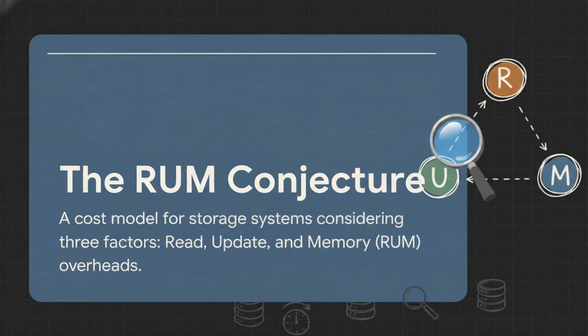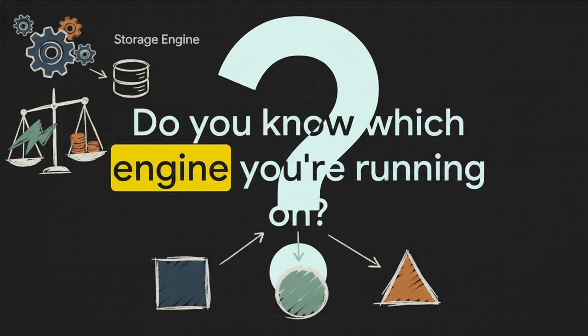In fact, there's even a formal mental model for this called the RUM Conjecture. It's a really helpful way to think about it. It basically says that for any storage system, you cannot minimize all three overheads, read, update, and memory at the same time. It's impossible. If you make one better, you almost always have to make another one worse. It's this fundamental trilemma that you have to navigate every time you choose a database.